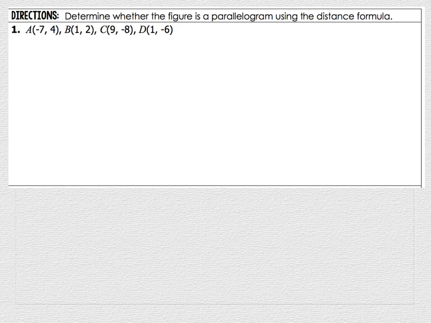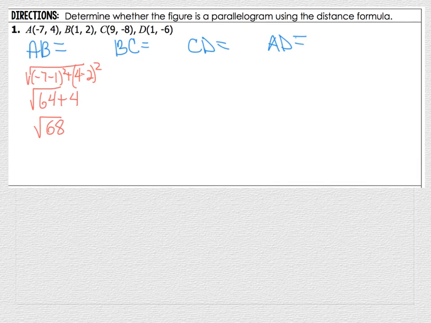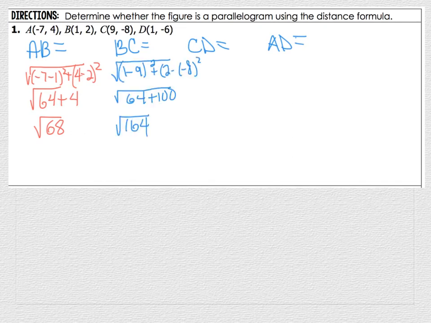So for this particular slide, we're going to prove the figure is a parallelogram or not, and we're going to use a distance formula. So basically we use the distance formula from A to B using the coordinates from A to B, and we get it down to the square root of 68. You try BC and then hit play when you're ready to check your answer. And we get the square root of 164.